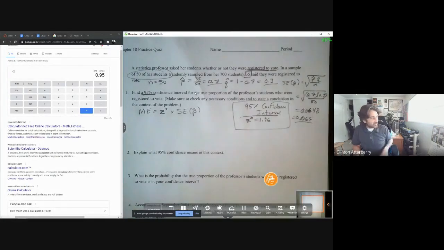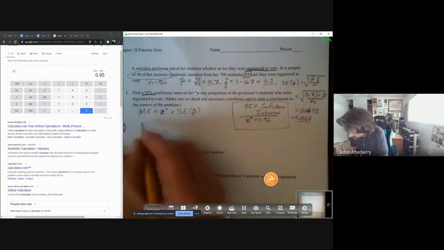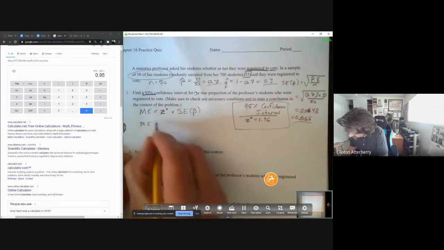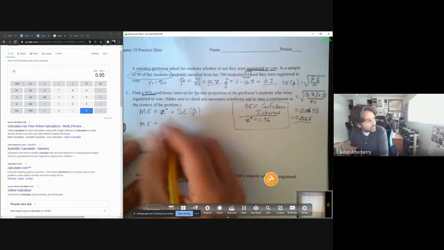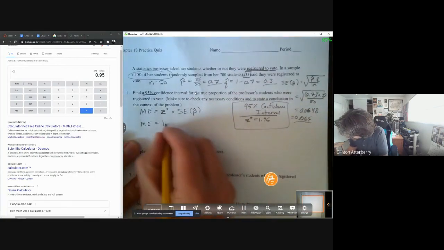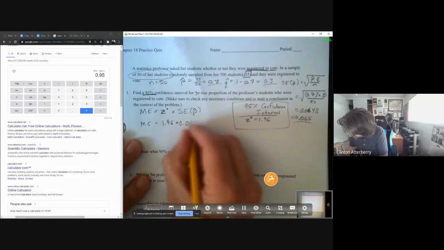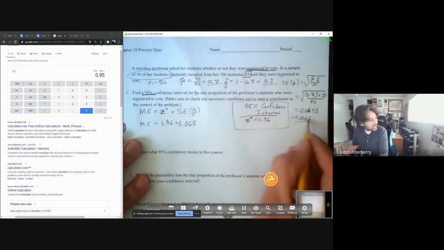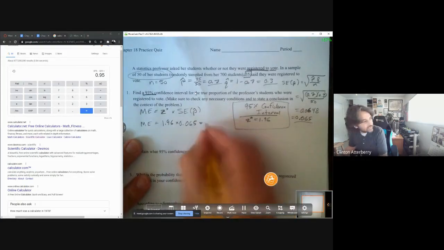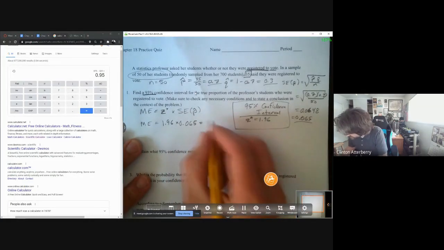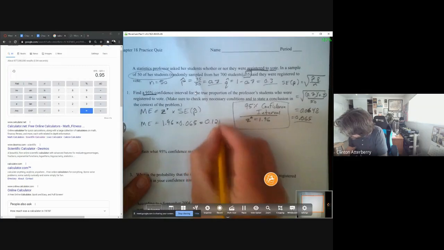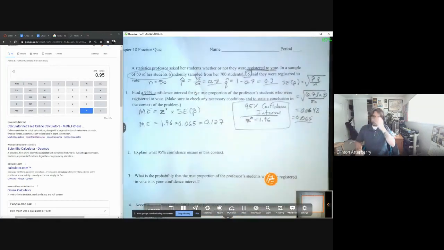So when I plug this in, I'm going to say the margin of error is equal to 1.96 times 0.065. That's the number from right there. Okay, when I do this, I get 0.127. So let's pause for a moment.